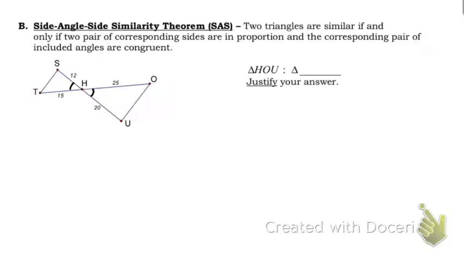Now, once again, I'm going to pick out both of these. I'm going to say that 20 is my small side and 25 is my large side. Since I only have two, it's just small and large. 12 would be my small one here, and 15 would be my large one. So small matches up with small, large with large. So I'm going to pick 12 over 20, and I'm going to hope that equals 25 over 15.